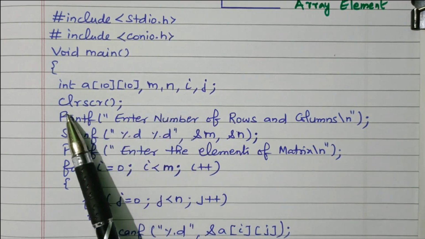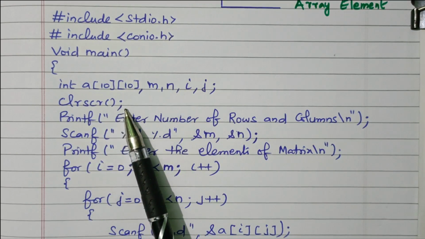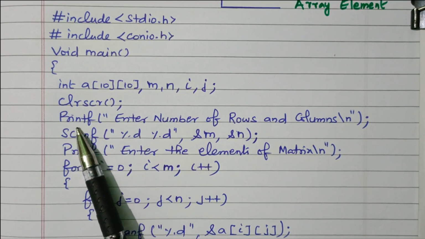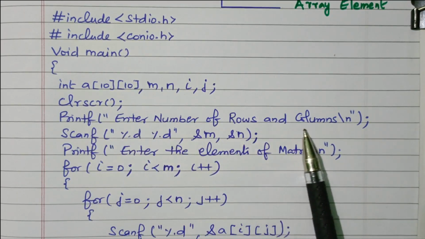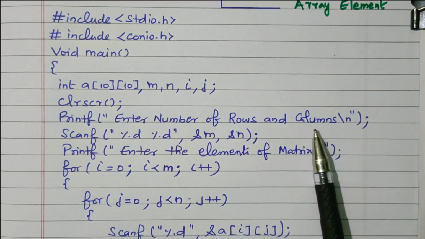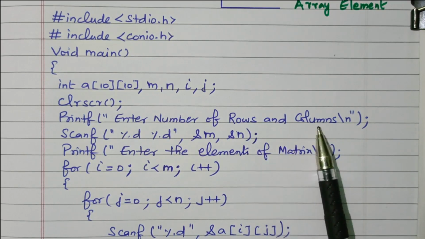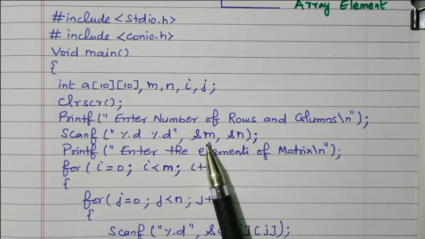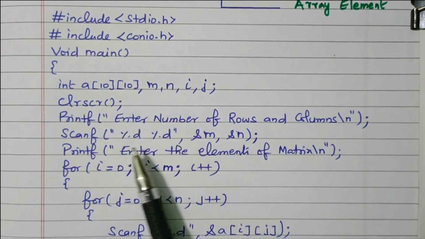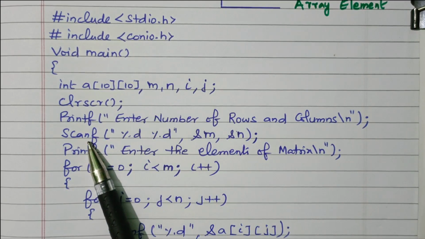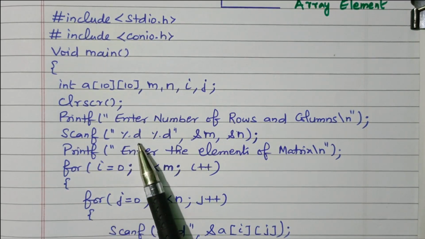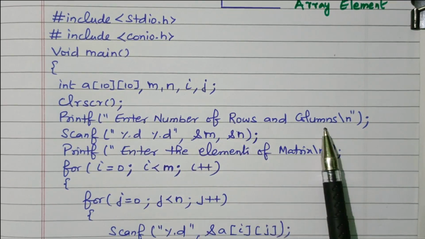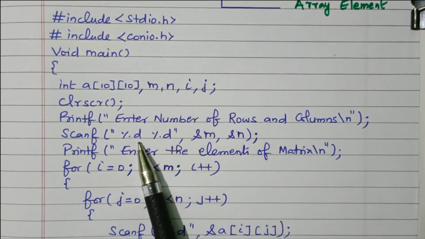right? Now we'll clear the screen in order to clear the previous program. Now we'll get the input from the user. First we printf "enter number of rows and columns". We ask the user to enter how many rows and columns we are going to use. scanf("%d %d", &m, &n). This scanf is used to read the data entered by the user. This %d indicates integer type. We are going to get row and column, two elements, so %d 2 times.